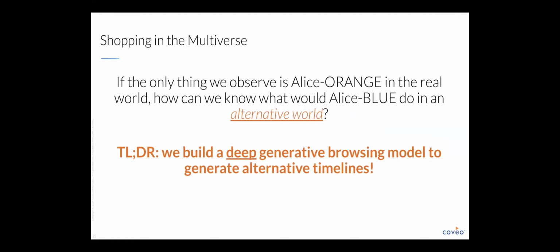To do that, we need a generative browsing model, which means we need some sort of factory that instead of producing cars, produces alternative sessions. It produces sessions that didn't really happen in reality, but actually can happen, and they're a realistic model of how users behave. So we're going to use deep learning to generate alternative timelines to solve our problem.